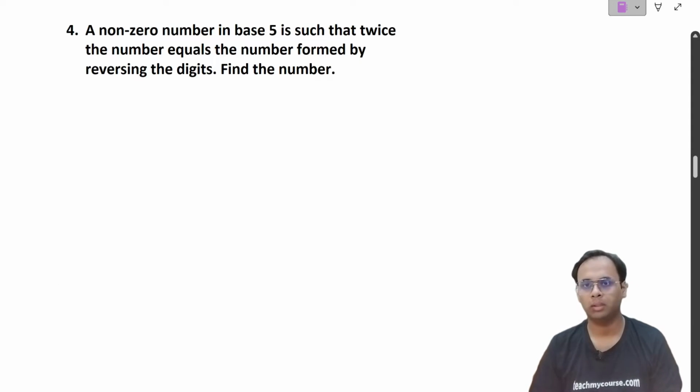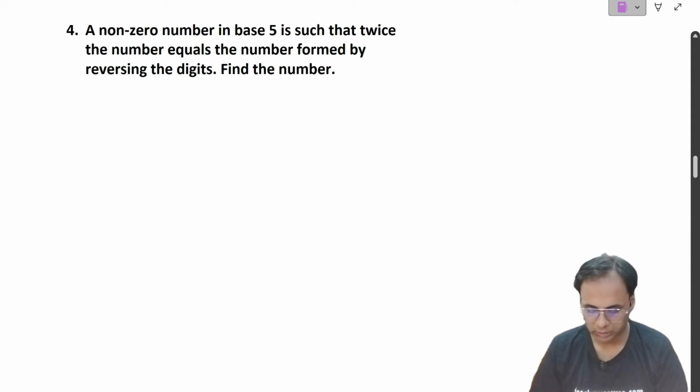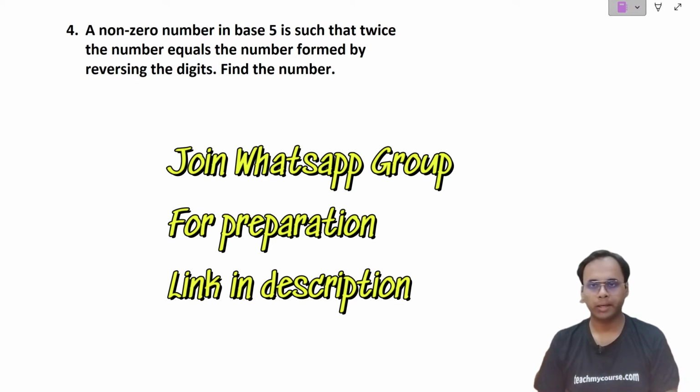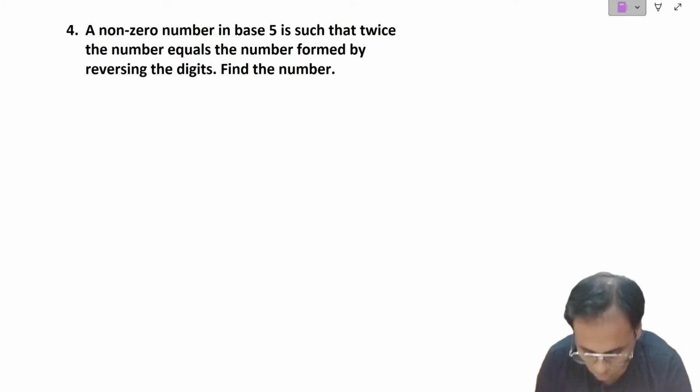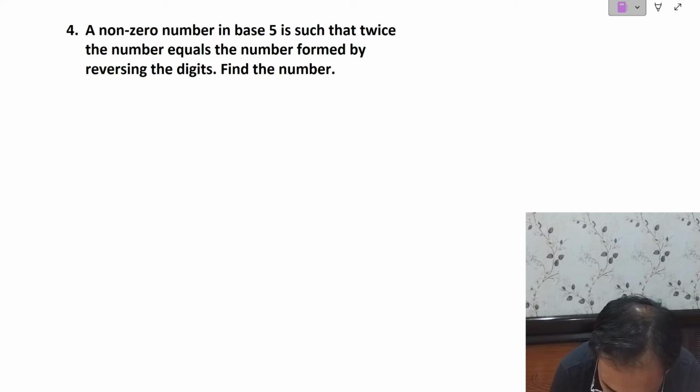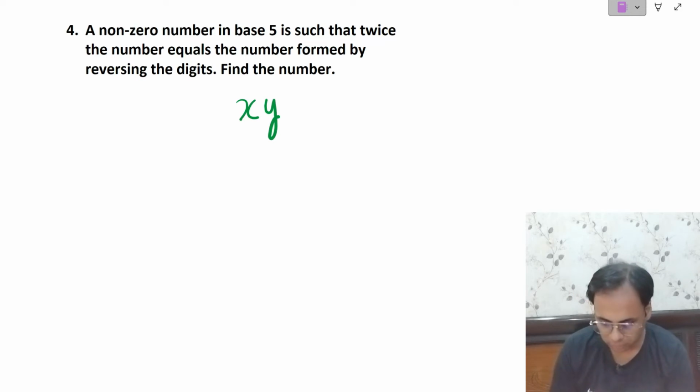A non-zero number in base 5 is such that twice the number equals the number formed by reversing the digits. Find the number. It can be quite confusing at first glance. So we have a non-zero number. Let us say that the number is xy, and it is in base 5.